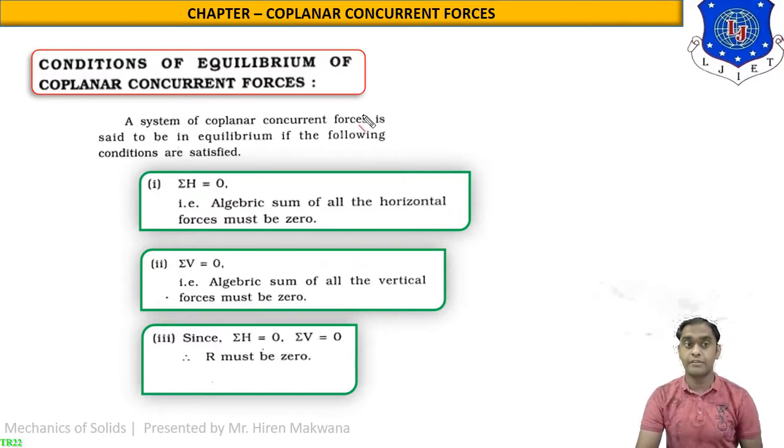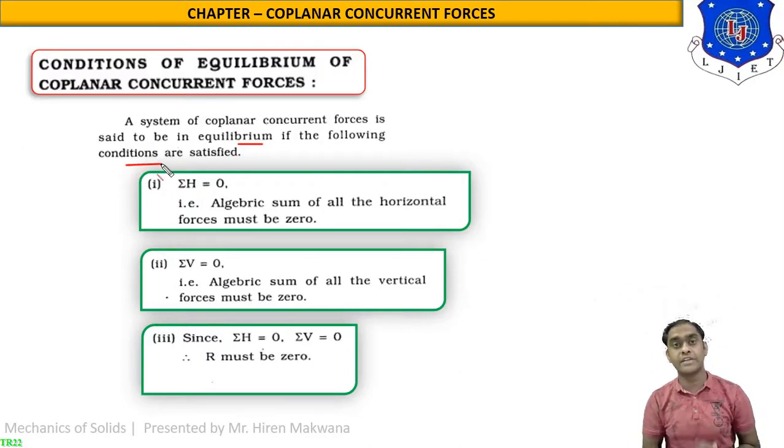Now, what is the condition of equilibrium? A system of coplanar concurrent forces is said to be in equilibrium if the following conditions are satisfied. First of all, what is equilibrium? If a number of forces are acting on a particle, and there is still no effect on the particle, that is, the particle is not moving, then that condition is known as the condition of equilibrium.